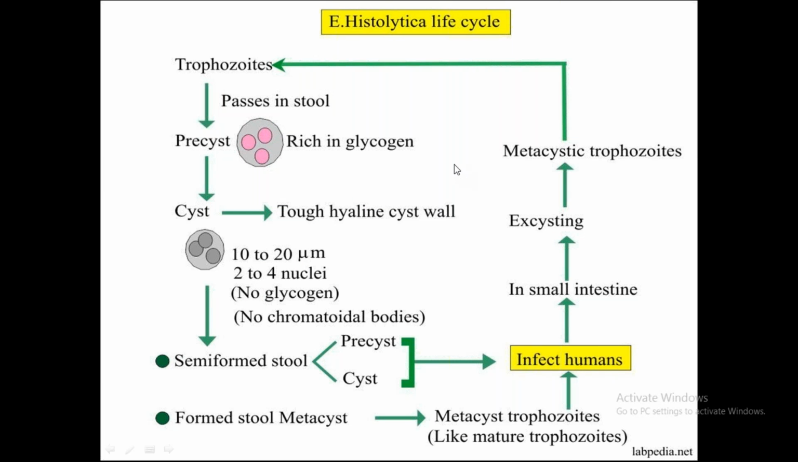So the same here. The trophozoites pass in the stool, pre-cyst will be formed. Later the cyst, there will be a tough hyaline cyst wall. So this semi-formed stool contains pre-cyst and cyst. It can infect humans. It reaches the small intestine where the excystation occurs. After this excystation, trophozoites come.